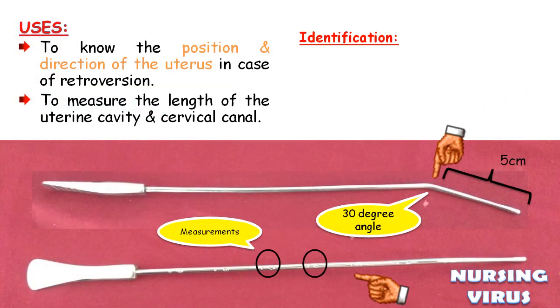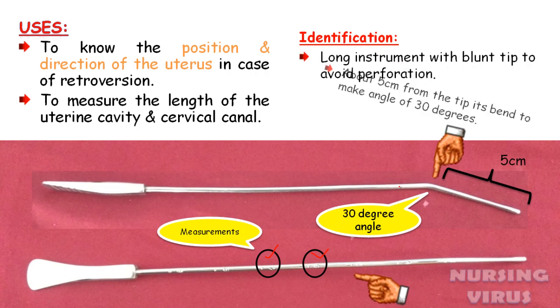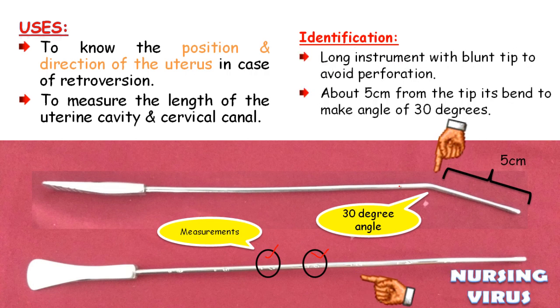Here, for the identification of this instrument, on that long straight blade you can see the measurement marked over the instrument, and as well the end tip, which is around a 30-degree angle, where it is bent. And here, over the top area, you can see a tip around 5 centimeters in length. So this is the major difference between uterine sound and bladder sound.